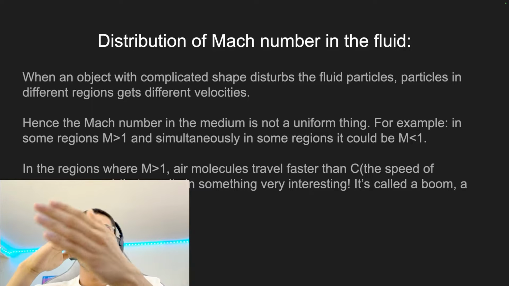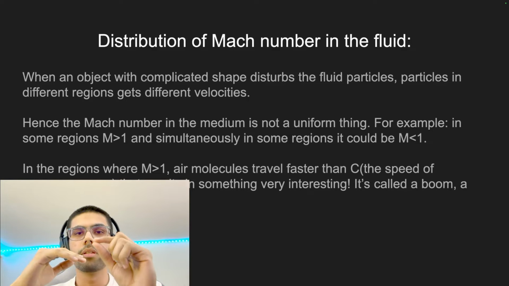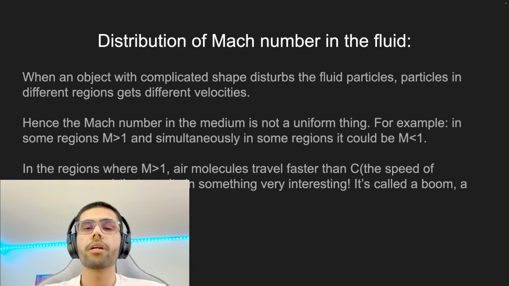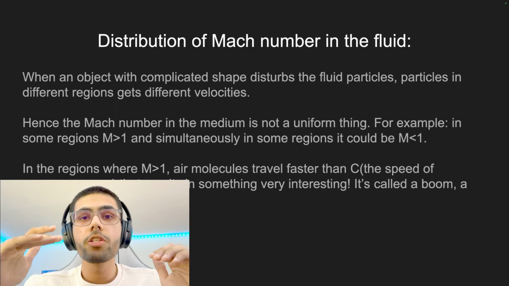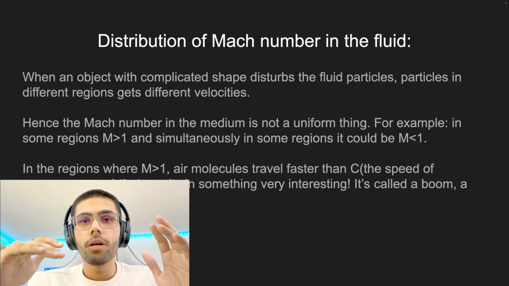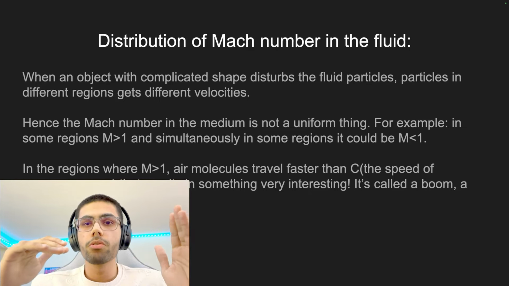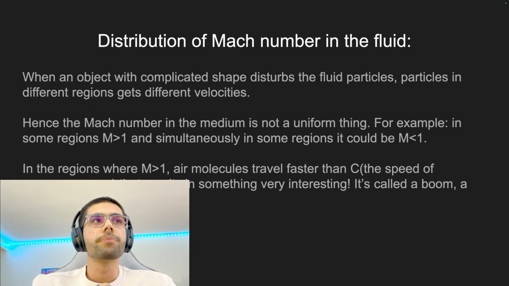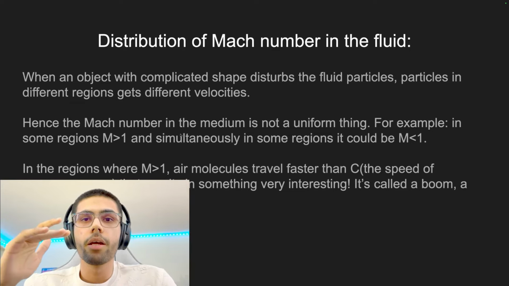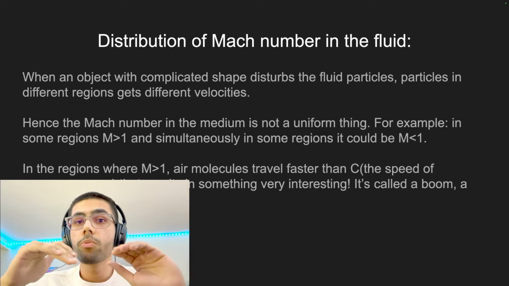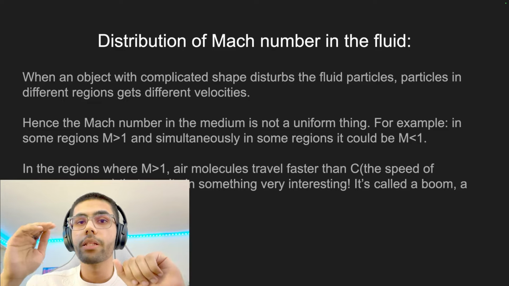And at the wings, for example, the molecules are going to get a velocity that is different. So basically, my point here is that a complicated shaped object moves and disturbs the molecules differently at different parts. So even when your object is traveling at Mach 0.8, some of the air molecules could be traveling at speeds greater than Mach 1.